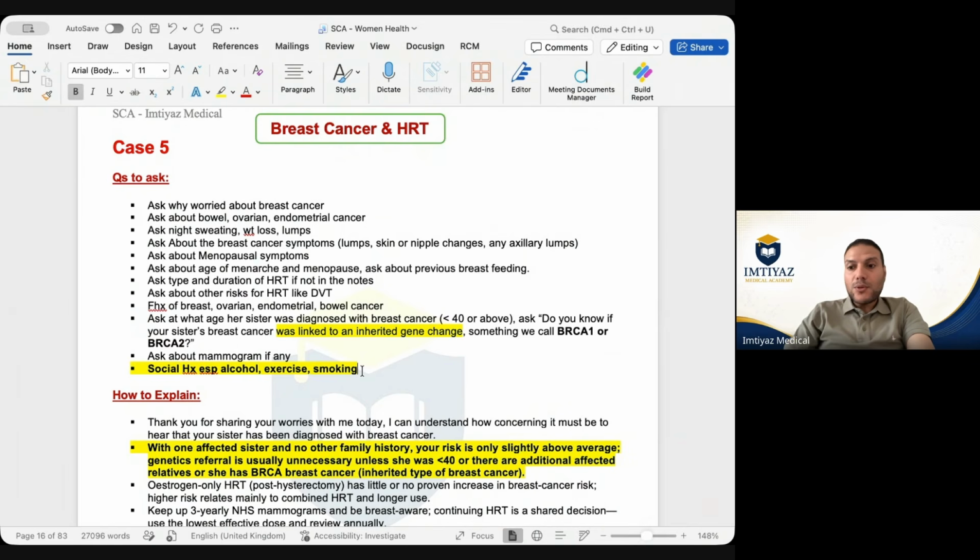And you can bring this topic to the patient. I can see you are really worried about breast cancer, which is a valid concern. But there are many things that you can do by yourself to minimize the risk of developing breast cancer. Reducing or cutting down alcohol, stopping smoking, being more physically active. Those are well-known factors that are linked to breast cancer.